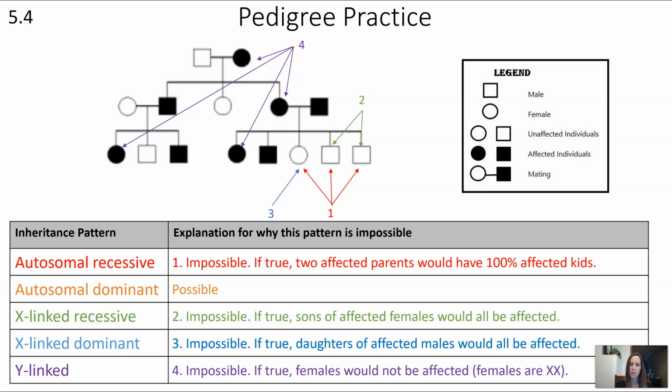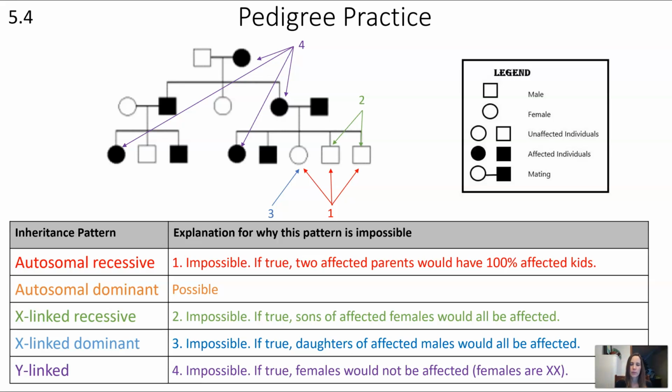X-linked dominant is also impossible because if it were true, the daughters of affected males would all be affected. So that circle in the middle on the bottom right, that daughter should be affected if it's X-linked dominant and her father was affected, because she gets one of those X's from her father, and he only has one X to give.